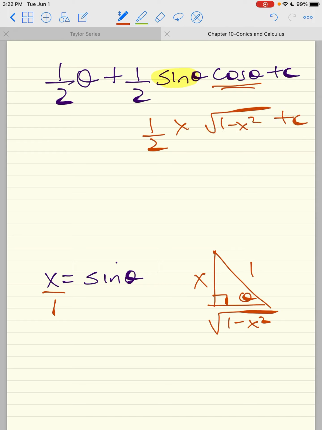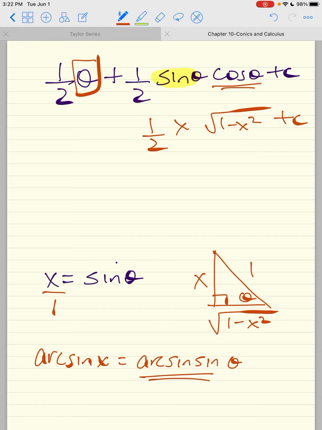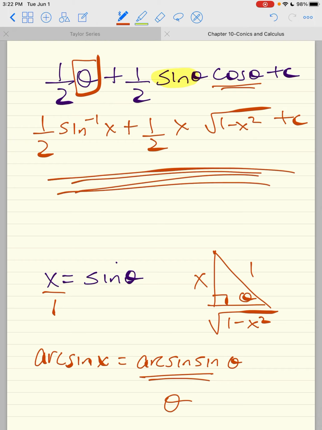And then how do I solve for just theta? Well, I'm going to do the inverse of it. So I can go arc sine x equals arc sine sine theta. That would just leave me with theta. So some teachers will write it this way. And now you're completely done. So that's pretty much how you integrate this problem here. And I'm going to show you in the next video how to do it with tangent.